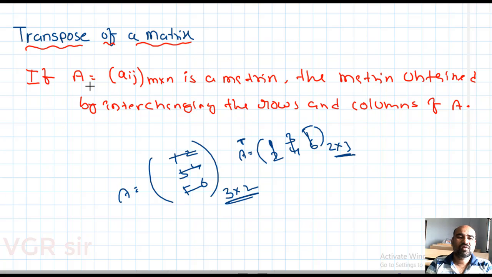Understood? So what is the definition given? A equals Aij with m rows and n columns is a matrix. Then the matrix obtained by interchanging the rows and columns of A is the transpose.